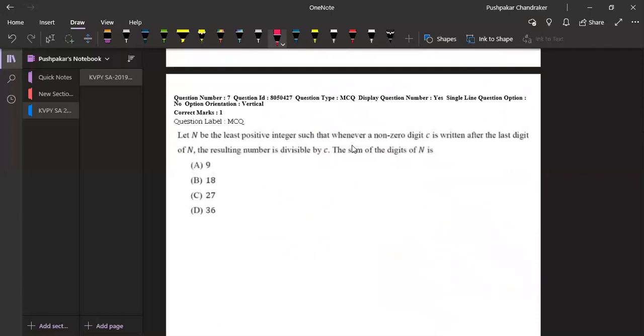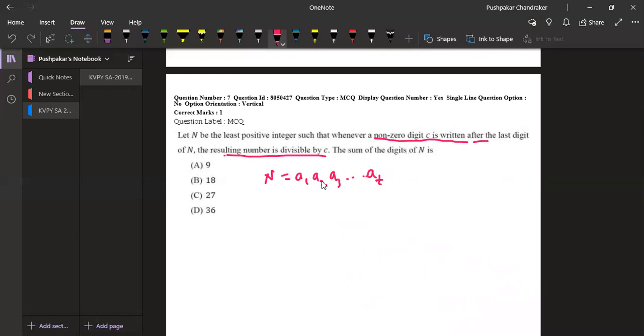Question number 7. Find the least possible integer n such that whenever a non-zero digit c is written after the last digit of n, the resulting number is divisible by c. Suppose n is something like this, up to a whatever. How many digits are there? We don't know. Now, if we write a non-zero digit c, c can be anything. c can be 1, 2, 3, 4. It should be true for any c.